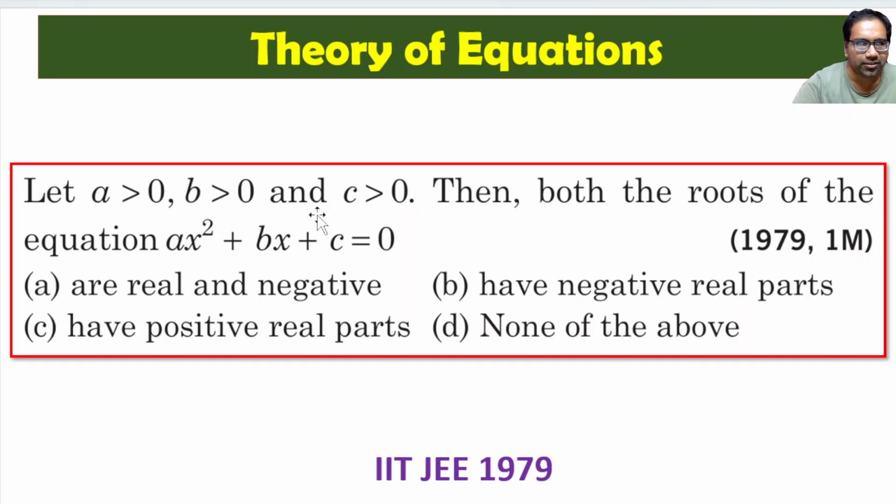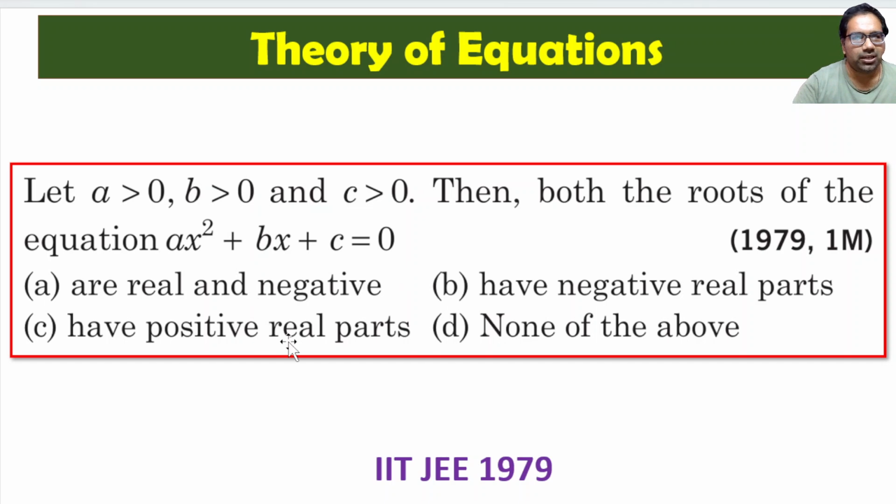Hi friends, here the question is about what is the nature of the roots of ax square plus bx plus c when a, b, c all three are greater than 0. Ideally we should understand what will happen to the roots when a, b, c are positive or negative or anything. Okay, so there are two ways of solving this problem.